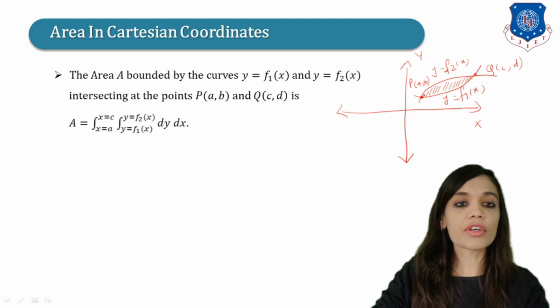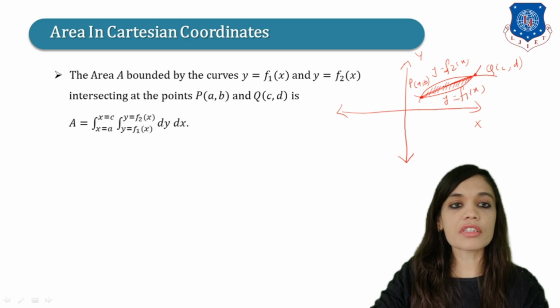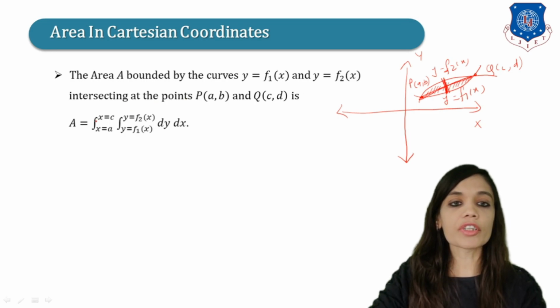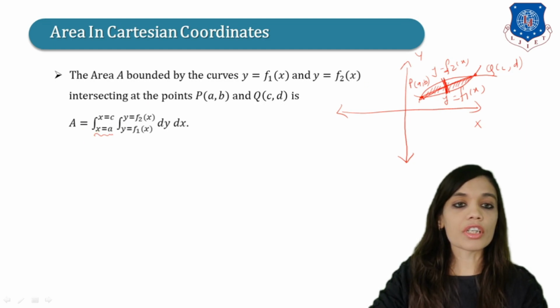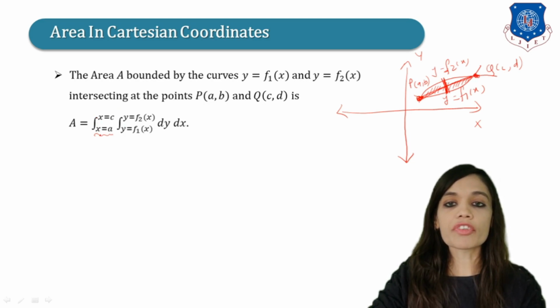Okay, so we can consider two types of strip. One is the horizontal strip, which gives us the limit of x, and consider this vertical strip to find the limit of y, right? So our area A will be given by double integration. Firstly put the limits of x. So the limit of x is starting from a and ending at c. So the limit will be x equals a to x equals c. Now consider this vertical strip, right? So our limits of y will be f1 of x to f2 of x, dy dx, right?